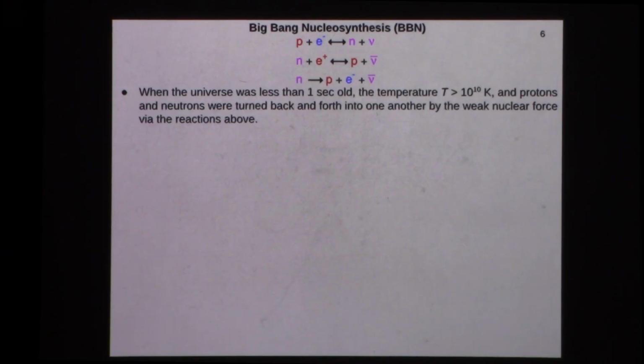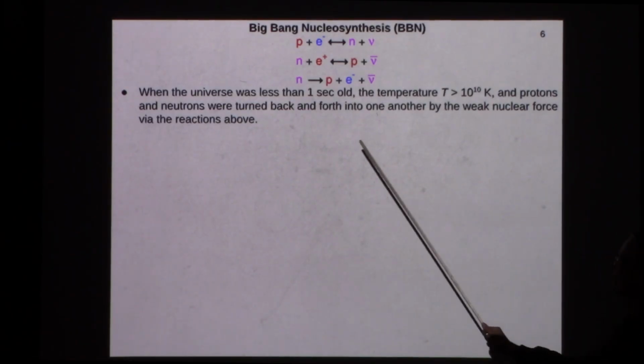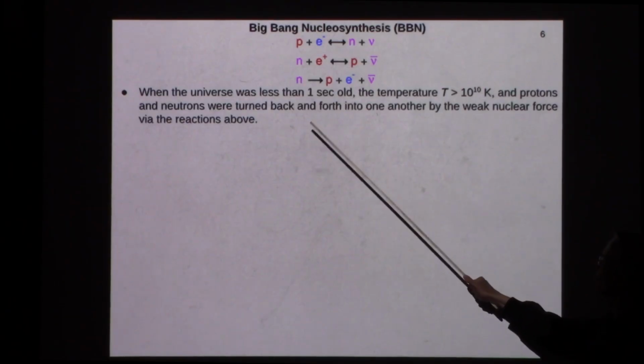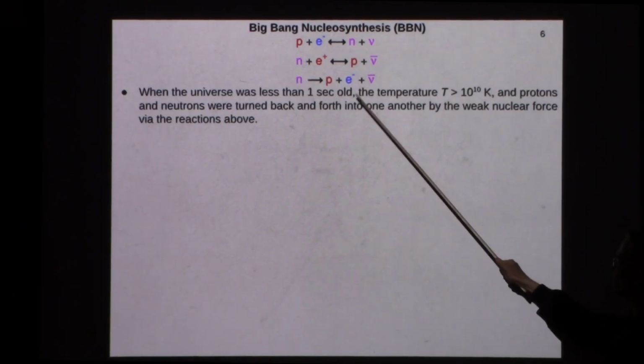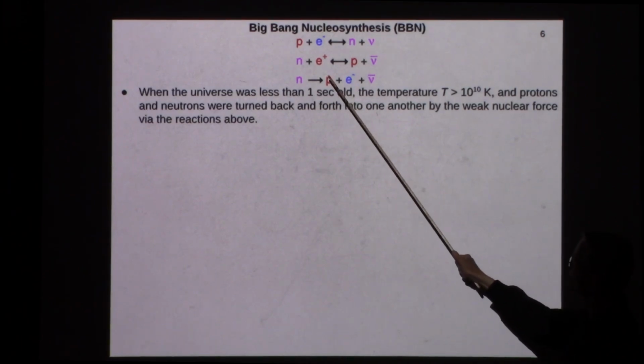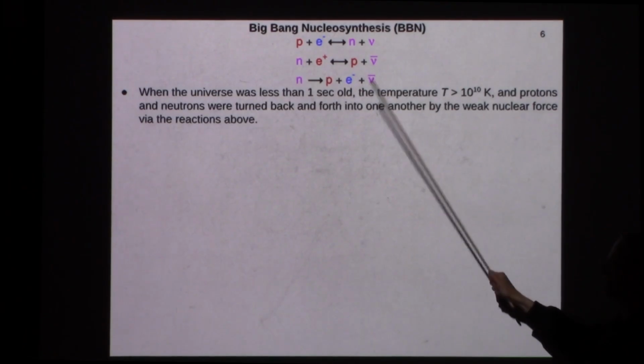When the universe was less than 1 second old, a cute little baby, the temperature was greater than 10 billion Kelvin, frigid compared to earlier, but actually we probably wouldn't need a jacket at those kinds of temperatures. And protons and neutrons were turned back and forth into one another by the weak nuclear force via the reactions above. We've met these reactions before. We've mentioned how a free neutron, when it's not bound in the nucleus, is unstable. It'll decay spontaneously into a proton, an electron, and an anti-electron neutrino in order to conserve all the relevant quantities like baryon number, electric charge, negative plus positive adds up to 0, which we started with, and electron-lepton number, +1 for the electron, -1 for the antineutrino.